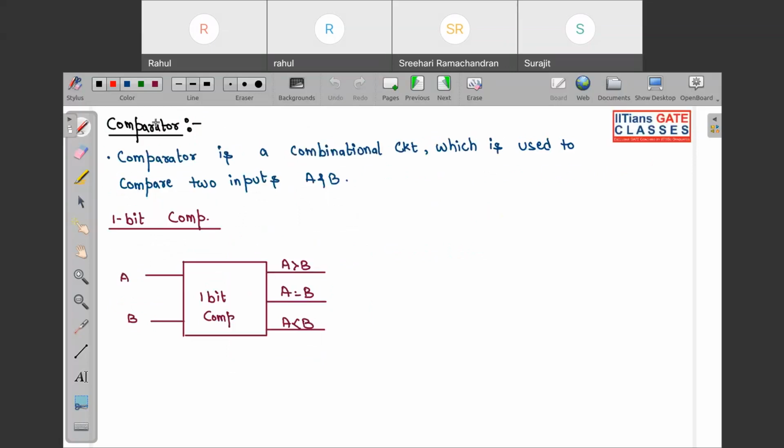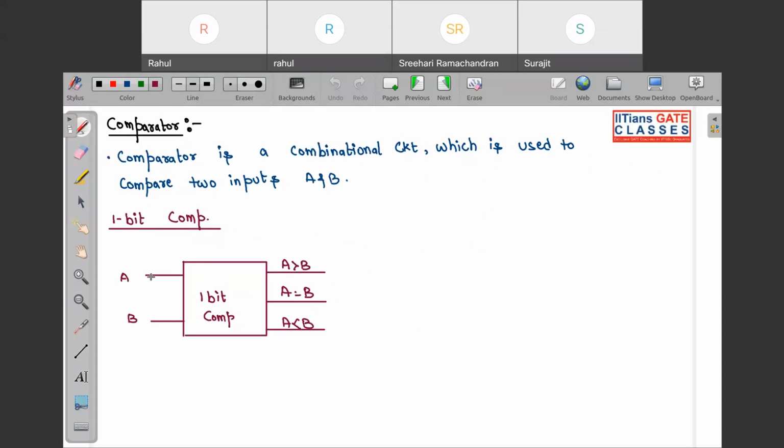Now we have the comparator circuit. What do we mean by a comparator circuit? Any doubts, anyone? No, sir. Okay, no issue. A comparator circuit is a combinational circuit which is used to compare two binary inputs. The simplest is the one bit comparator.